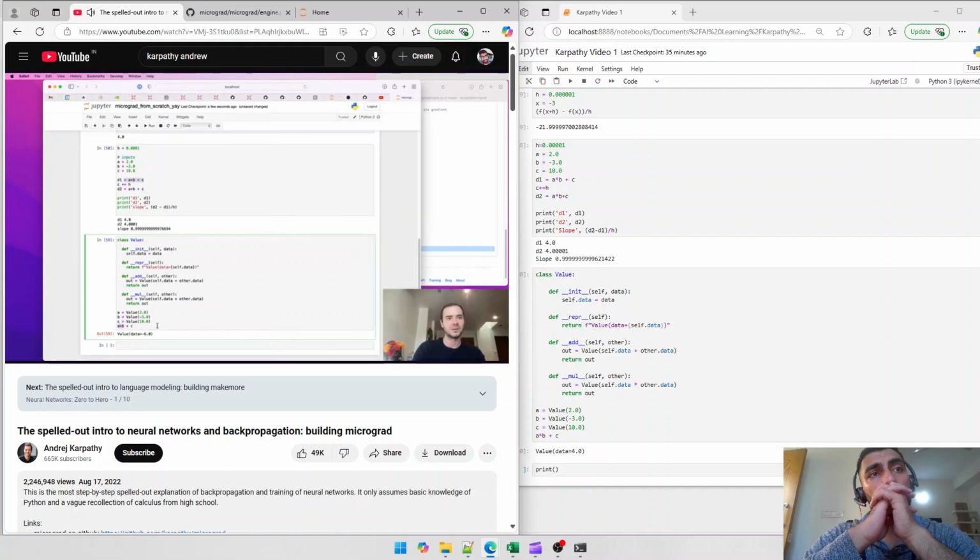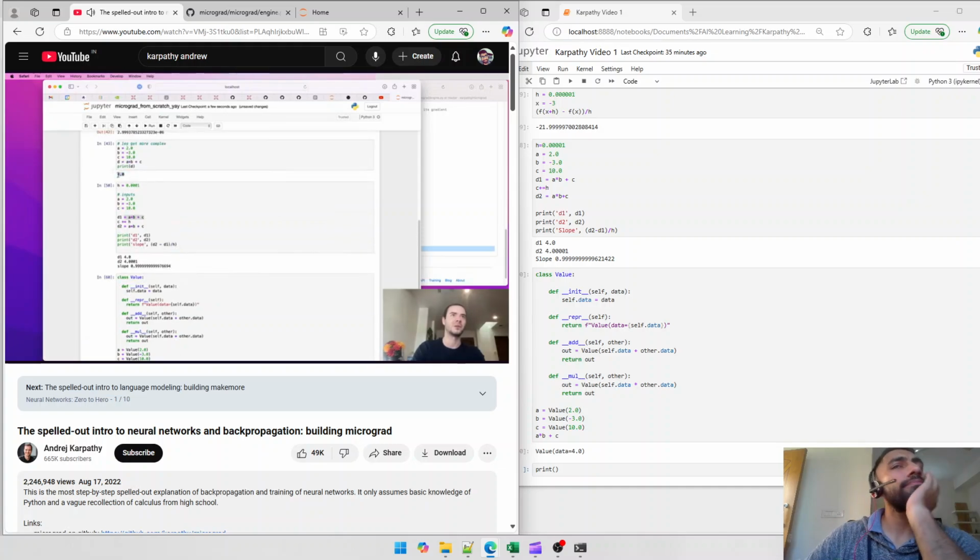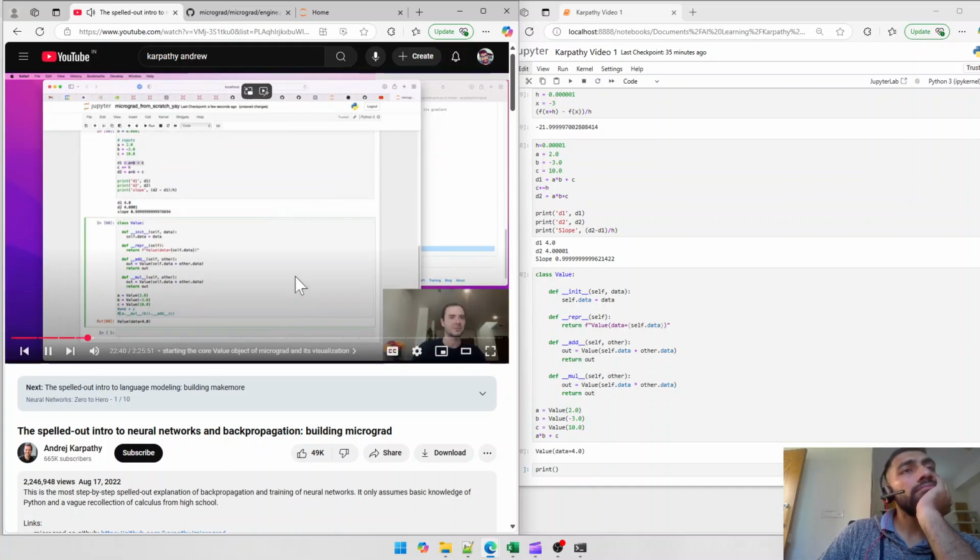And so this will basically be equivalent to a dot mul of b, and then this new value object will be dot add of c. And so let's see if that worked. Yep, so that worked well. That gave us 4, which is what we expect from before. And I believe we can just do it manually as well. There we go. So, yeah.